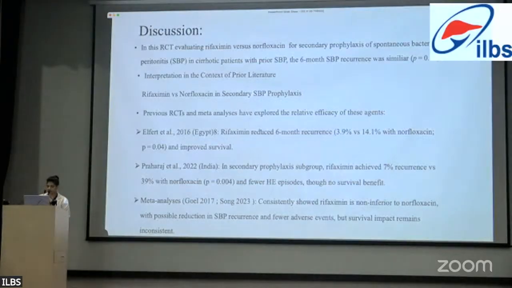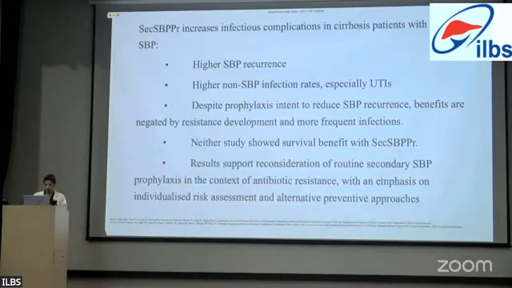Elfert et al. in 2016 has suggested that rifaximin reduced 6-month recurrence to 3.9, or around 4%, versus 14% with norflox. Whereas Praharaj has said that rifaximin achieved 7% recurrence versus 39% with fewer episodes of HE, though it gave no survival benefit. Now, this has been one of the latest studies done, a cohort study by Silve et al.